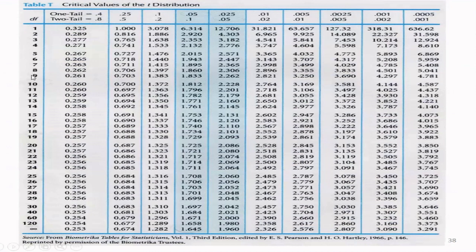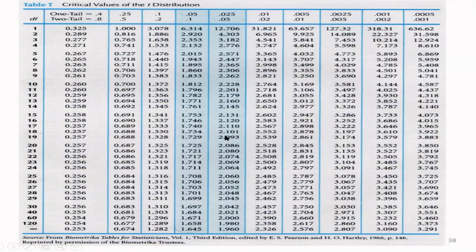See, the first column is the degrees of freedom, and all the other columns are the levels of significance. For two-tail, we have to divide the level of significance by two, as I told you, but here it is already divided, so it will be 0.05. And our degrees of freedom is 19.